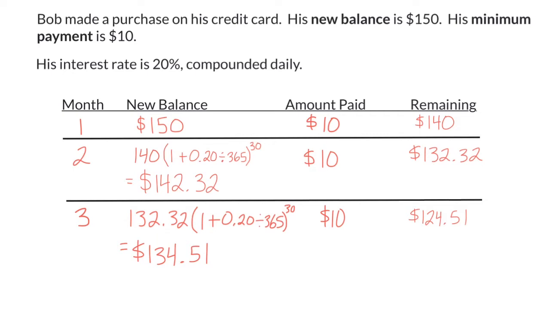Now, we can just keep building up our table like this month by month: take the remaining balance, do the compound interest formula to get our new balance, subtract the $10 and get our remaining amount again. And we keep doing that over and over and over again until our remaining balance is zero. And that's when his credit card is finally paid off.